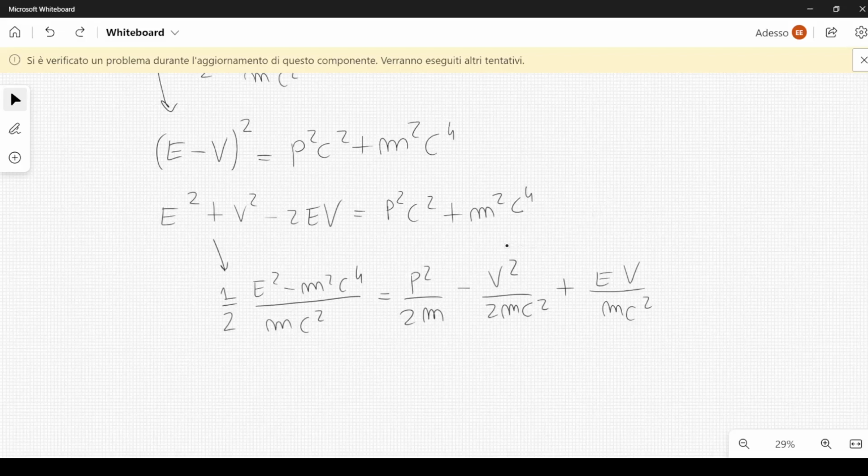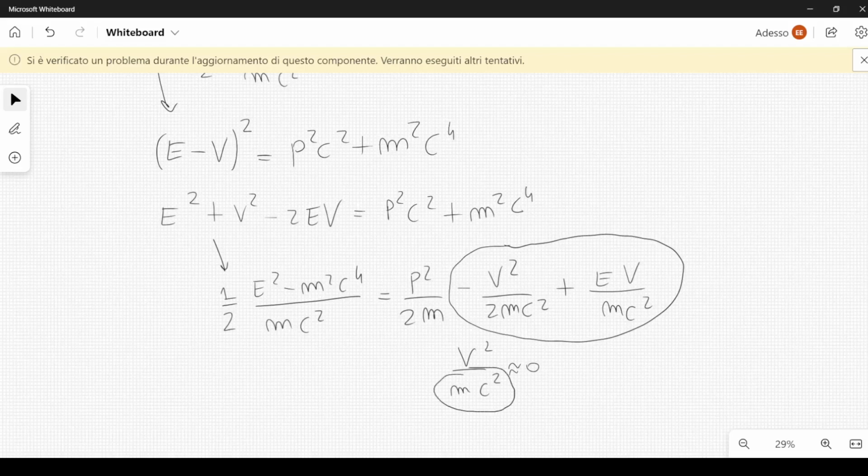And then here, what do we have? So if we are considering the non-relativistic limit, v over mc squared, or v squared over mc squared, will be very close to zero, because this term here, mc squared, is much larger than v squared. So this term here can be neglected.